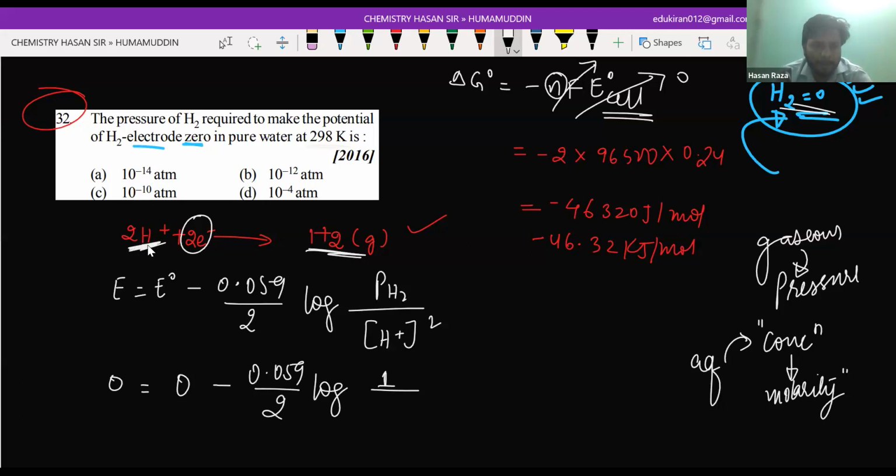Just wait a minute. The pressure of H2 required to make the potential.